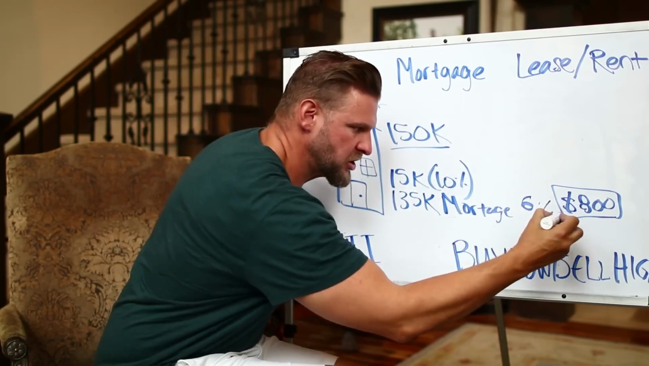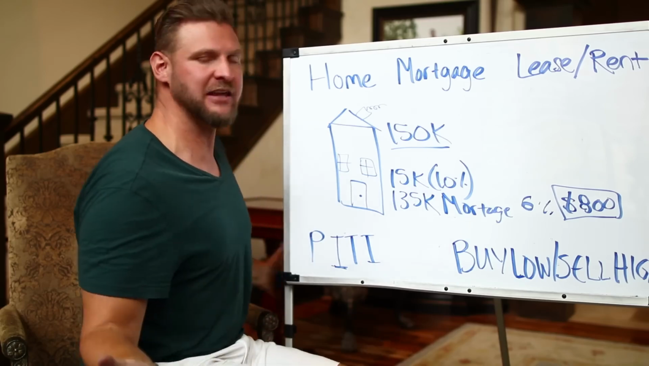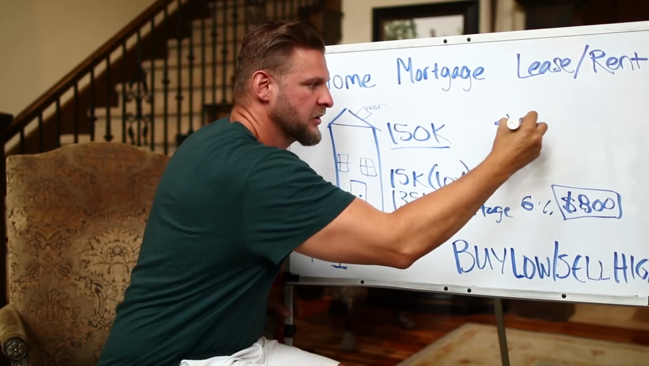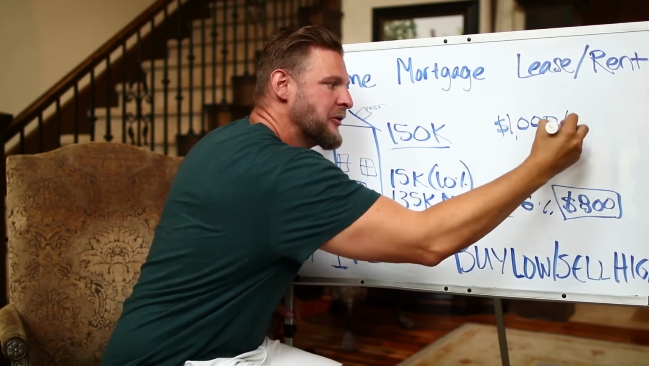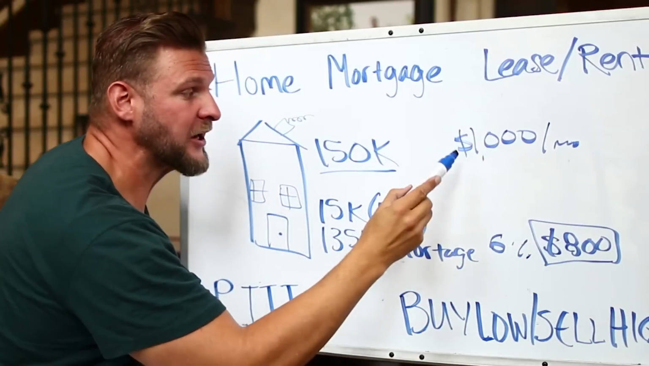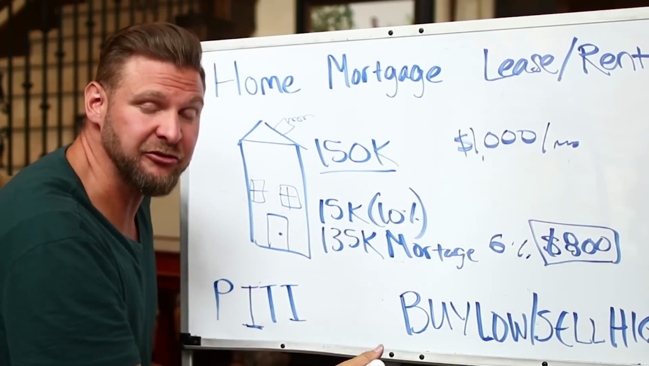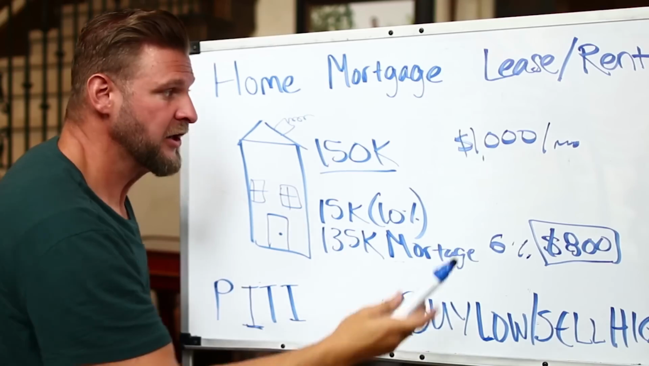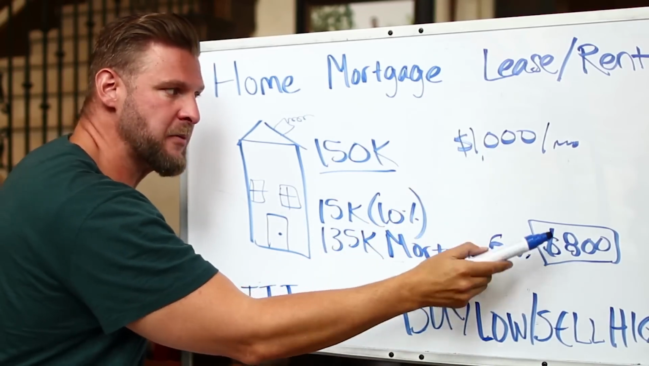My mortgage is $800, but I might get my renters to pay $1,000 a month. My mortgage payment is $800. My rent payment or my lease is for $1,000 a month. So this is my rent payment. This is my mortgage payment.